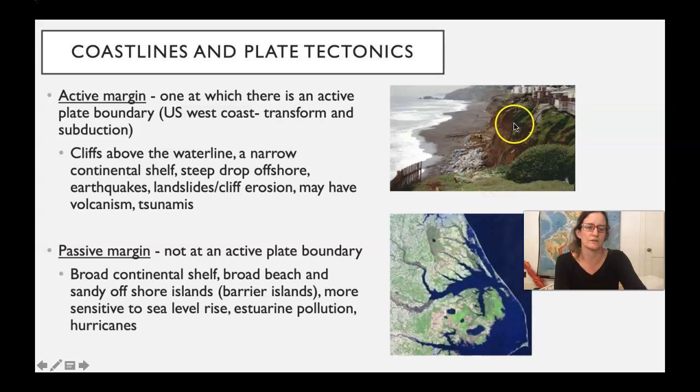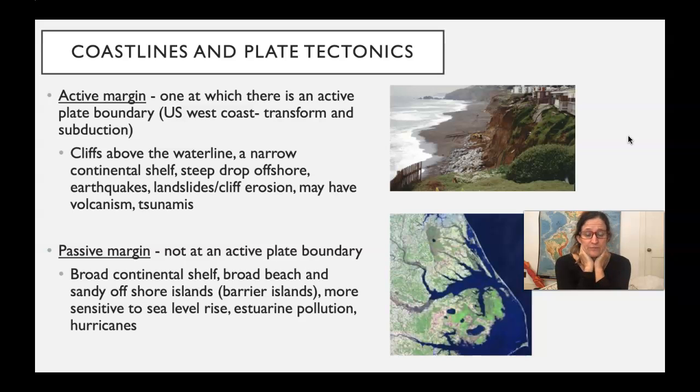Here's the North Carolina passive margin. Here's the coast of California that's an active margin. There's cliffs above the waterline. The continental shelf, instead of being a real broad shelf, is going to be a narrow continental shelf. Any of the sediment shed off the land is going to go down into the trench. There is going to be a steep drop off offshore. So instead of the broad shelf and then the rise and the slope, there's going to just be a drop off. There are also earthquakes, which can cause landslides. There's cliff erosion. And there may be volcanoes, and this area may also be subjected to tsunamis.